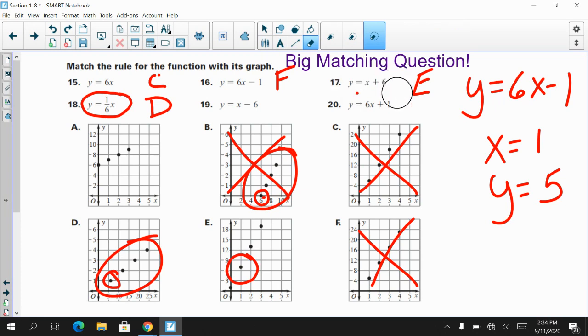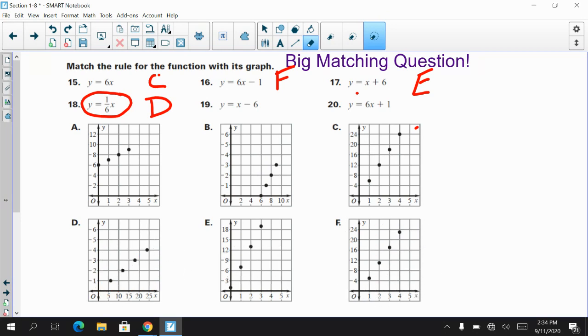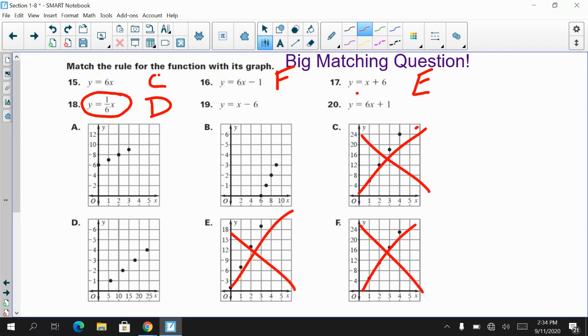Let's go ahead and clean this up a little bit. Now I have 2 left. The answer is not C, F, E, or D. I got 2 left here. 1 minus 6 is -5, so I have this point here, 6, 0. 6 minus 6 equals 0, so this 19 has to be B, and 20 is going to be A.